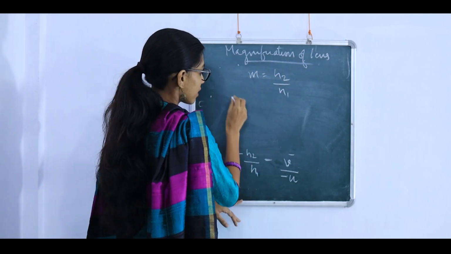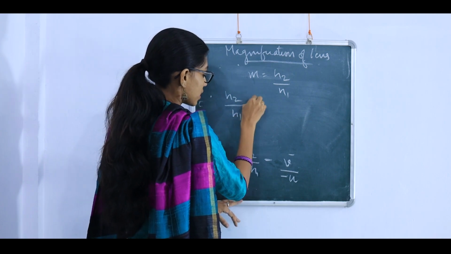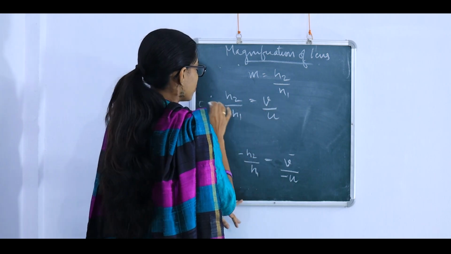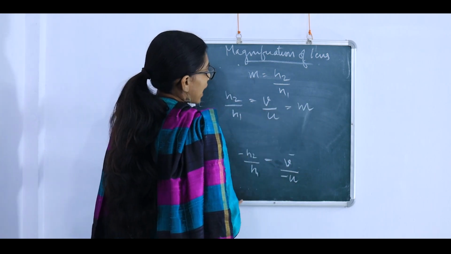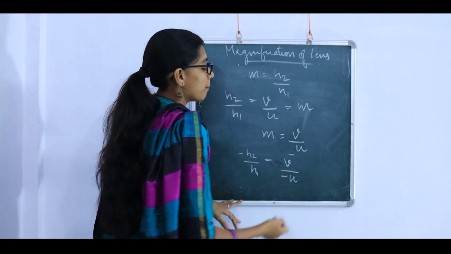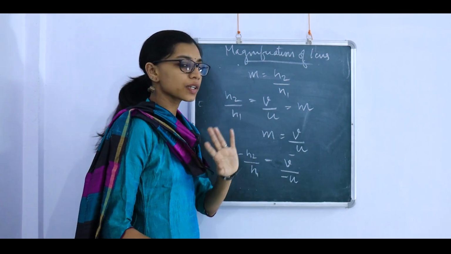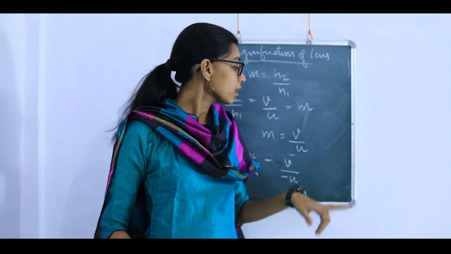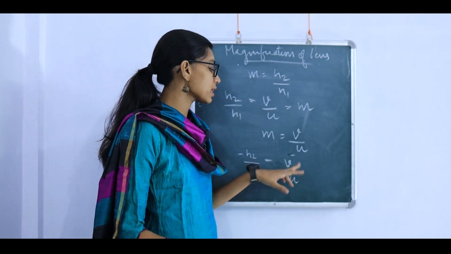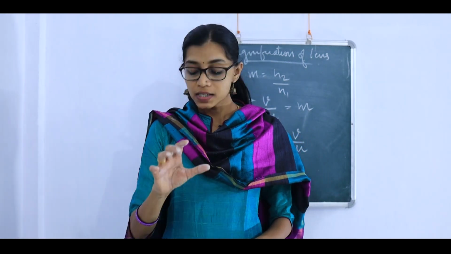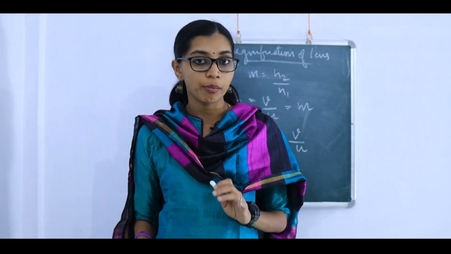So from this we can write H2 by H1 is equal to, minus and minus go off, so you will get v by u, which is equal to magnification. So magnification of a lens is v by u. H2 by H1 is common, even for a mirror or for a lens, magnification means H2 by H1. But here it is v by u. There is no minus. For a mirror, it was minus v by u. So this is basically the magnification formula.